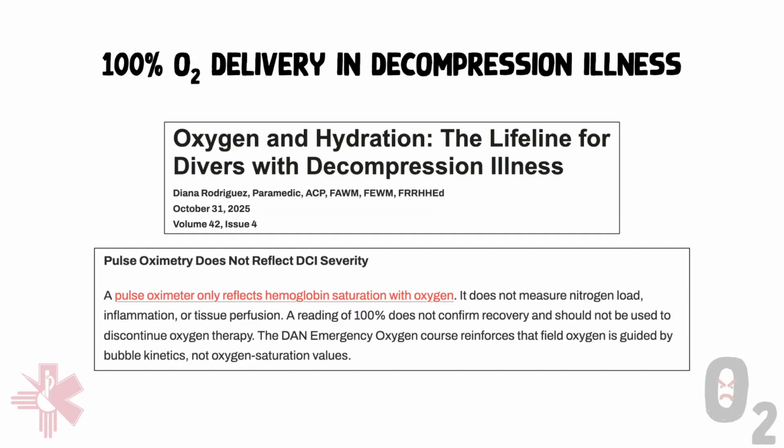The first one is decompression illness. With these patients, we do want to give oxygen, but just know that we're not just giving oxygen to ensure oxygen delivery to the tissues. There are other reasons, and you can read more about that in the article cited here.